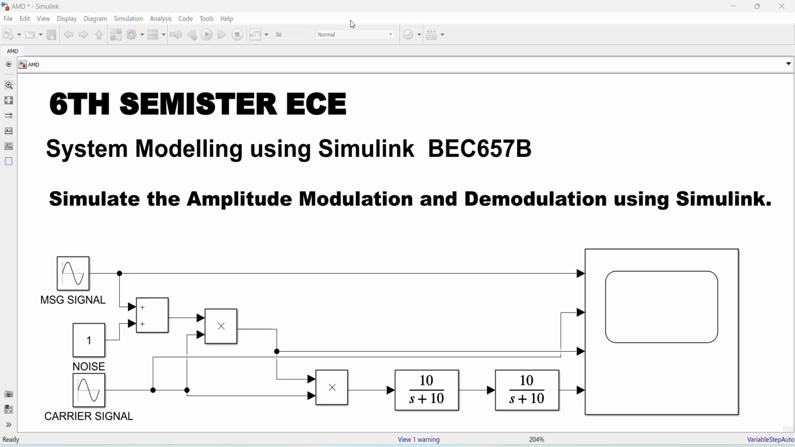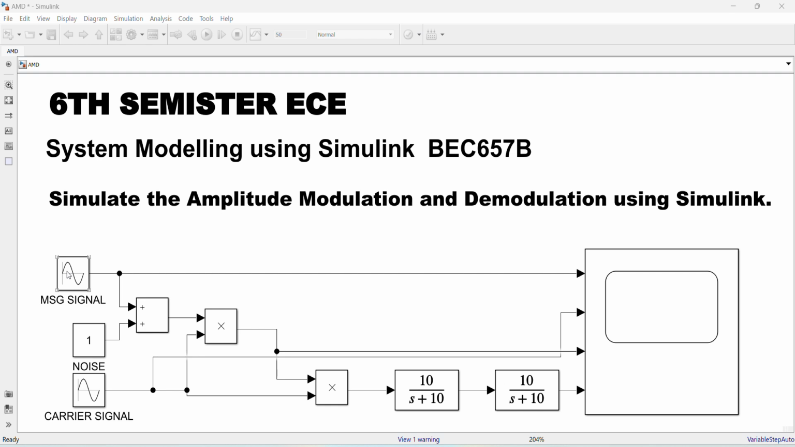Welcome to today's video. In this session, we will simulate amplitude modulation and demodulation using MATLAB Simulink. AM is widely used in radio broadcasting and communication systems. Let's dive into the Simulink model and understand how it works. Here is the Simulink model for AM modulation and demodulation.